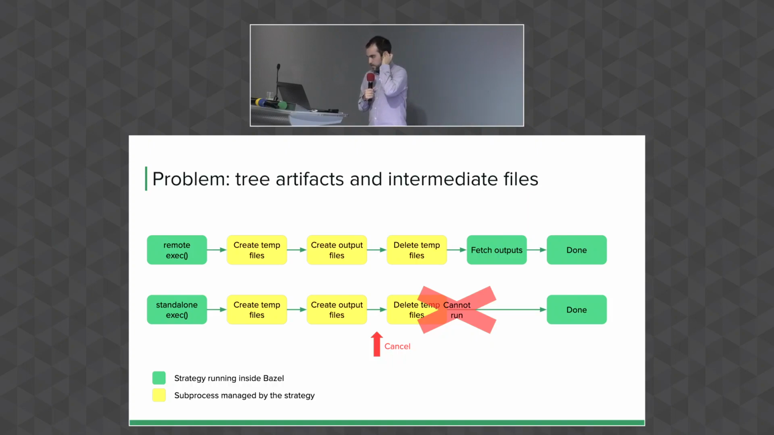So I mean, we've played with different solutions, but the easiest solution here was to change the standalone strategy so that when it's canceled and waits for the process, after waiting for the process, it goes and deletes any tree artifacts that are on disk, cleans them up. And so when the remote execution path downloads things, it's a clean directory, and there will be no side effects.